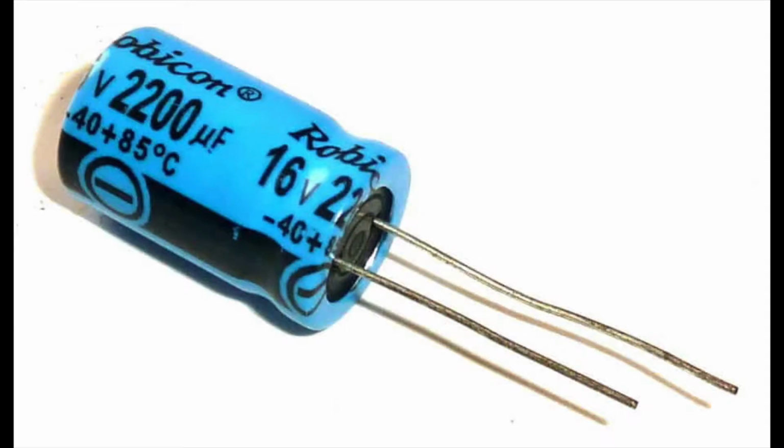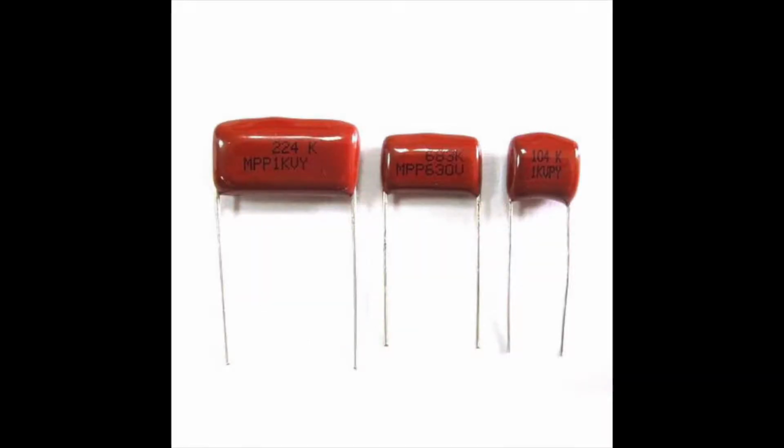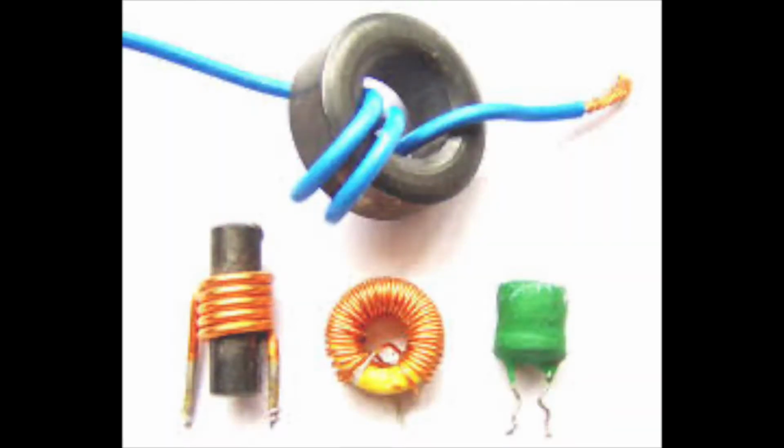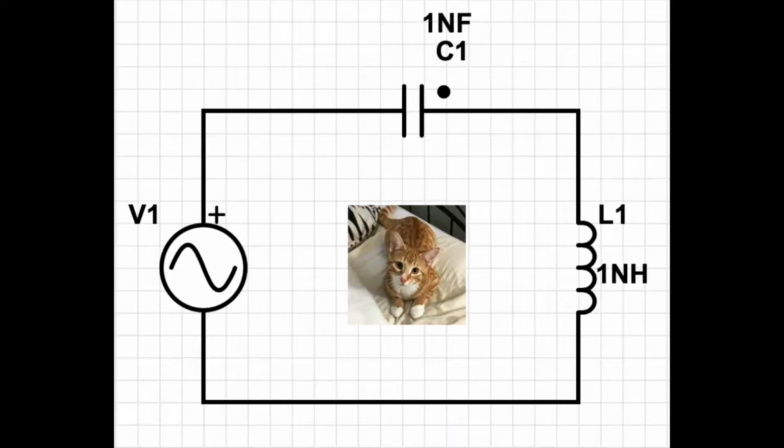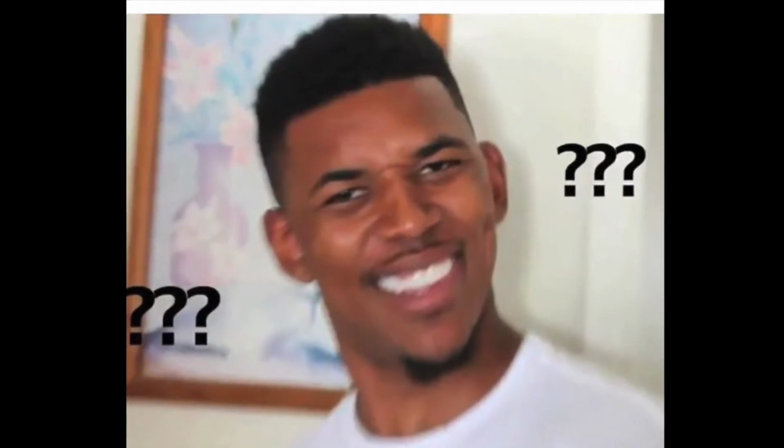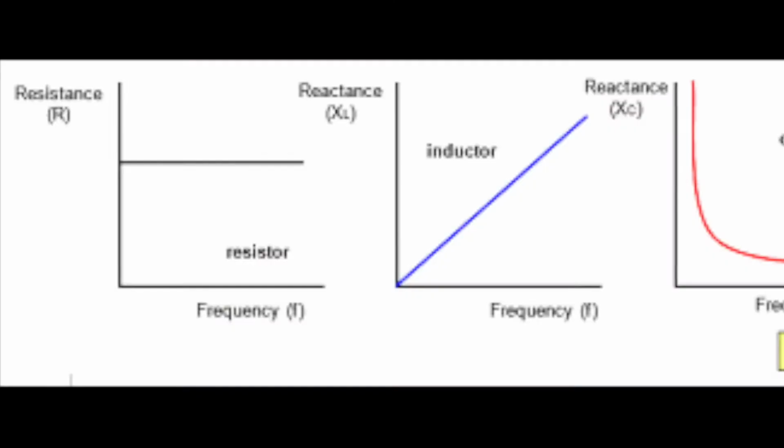This is a capacitor. This is an inductor. This is 3 capacitors. This is multiple inductors. What does this have to do with anything? No. This is a cat. And this is everything in a circuit. And what does this have to do with anything? Everything. Look down, back up.